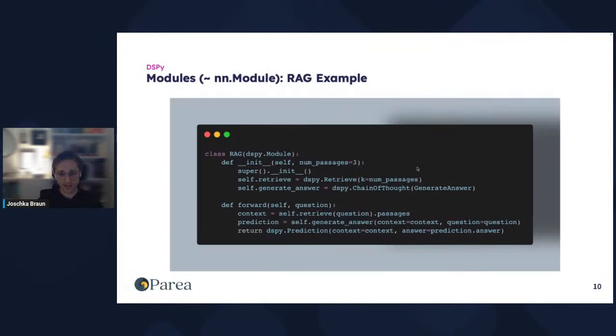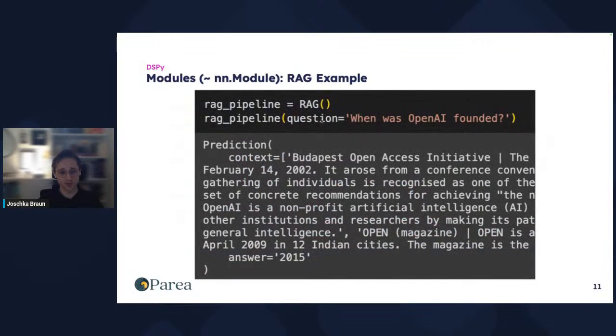Then to see this actually in action, we need to instantiate our RAG pipeline, and then we can just ask a question of when was OpenAI founded. We can see here some context got retrieved, some of it relevant, some of it not relevant, but we see the final answer is 2015, which matches what we saw earlier. So we now know signatures and modules in DSPy, which help define essentially the pipeline of our RAG system.